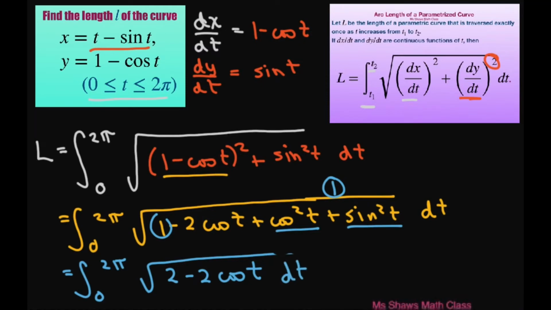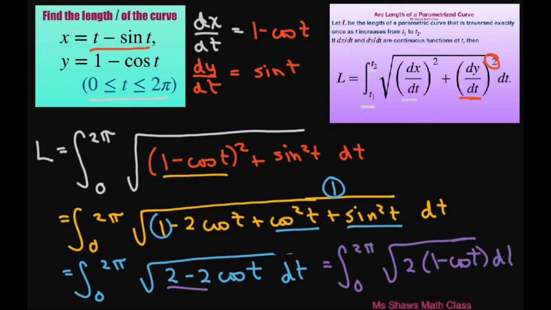And we can factor out a 2 here, so this will give you the integral from 0 to 2 pi of the square root of 2 times 1 minus cosine of t dt. All right, now we're going to work on this a little bit. So I'm going to write it down again. We have the integral from 0 to 2 pi of the square root of 2 times 1 minus cosine of t dt.